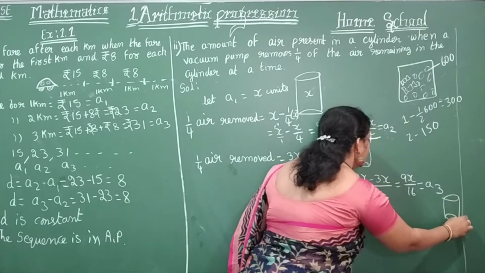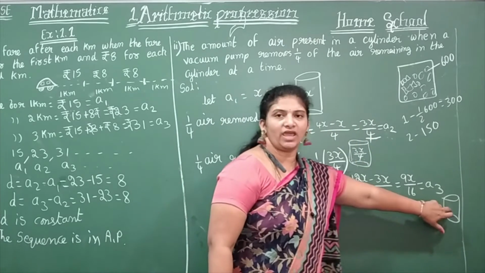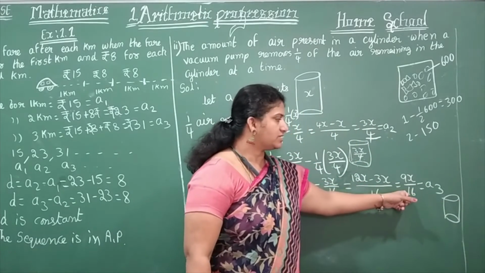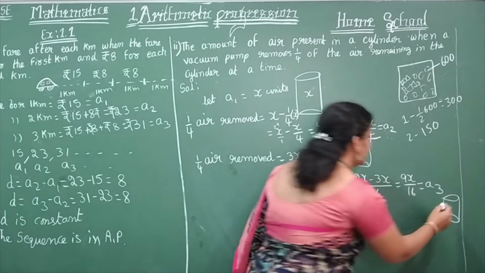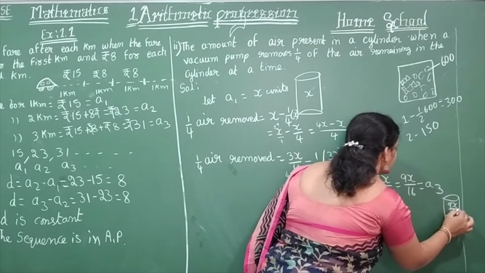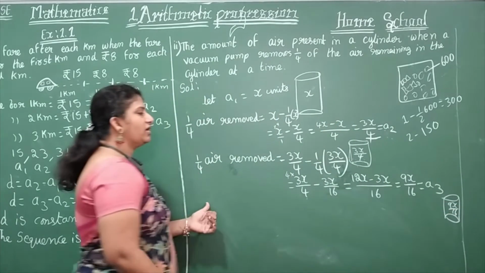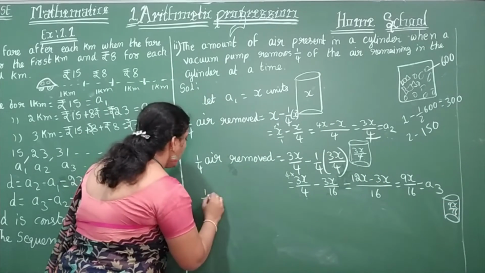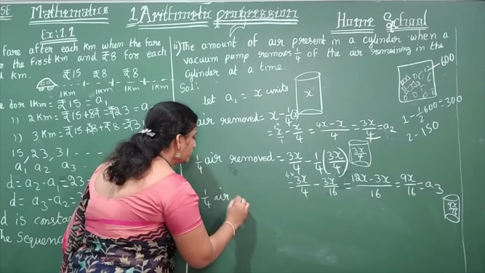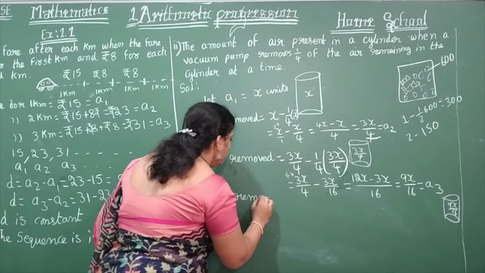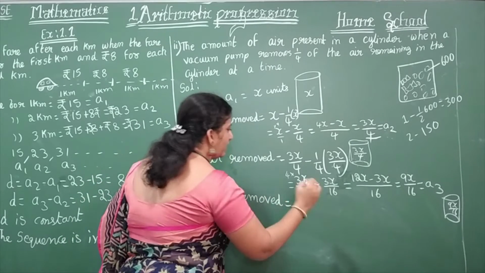One more cylinder. So now what is the amount of air present in it? See here, this is the amount of air present in the cylinder. That is 9x by 16. What will be your next step? Again, 1/4 of the air is removed.